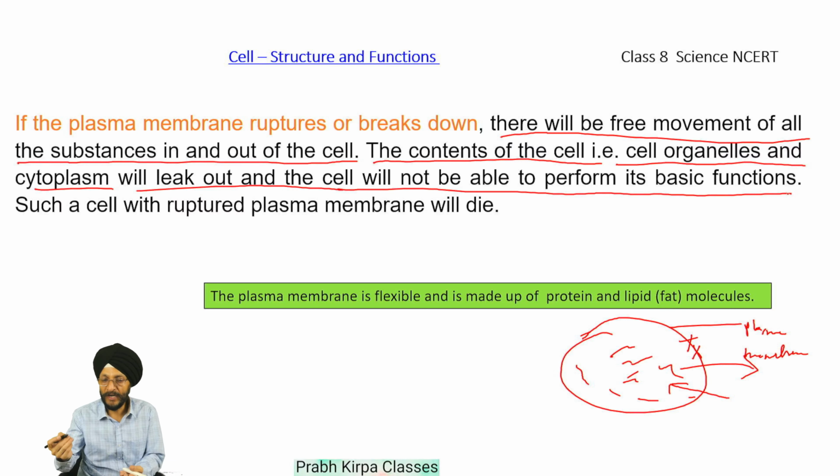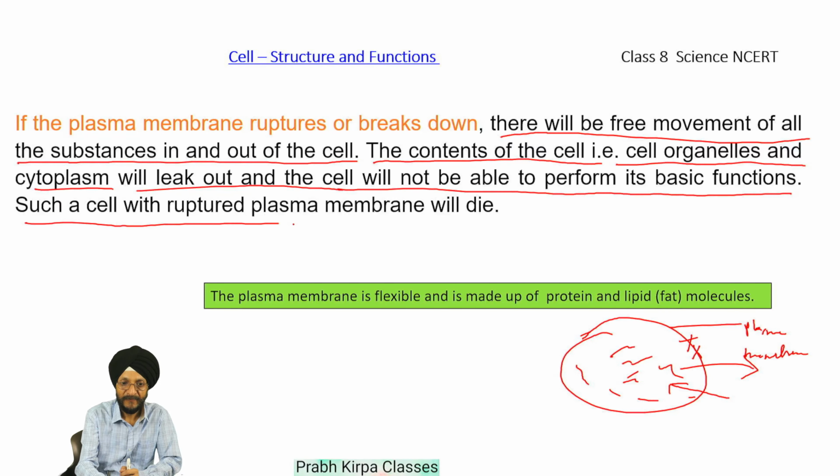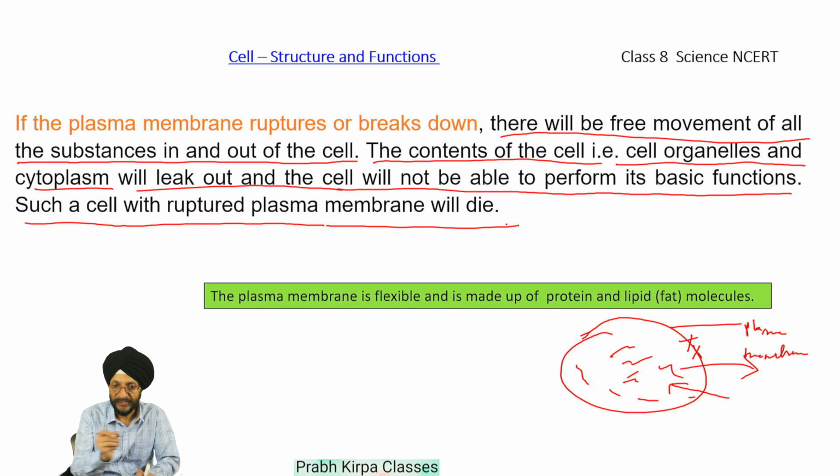For example, mitochondria is the powerhouse of the cell. Ribosomes are associated with protein manufacturing. So the different organelles of the cell will not be able to perform their functions. Such a cell with a ruptured or broken plasma membrane will die. This is also an important point: the plasma membrane is flexible and it is made up of protein and lipid molecules.